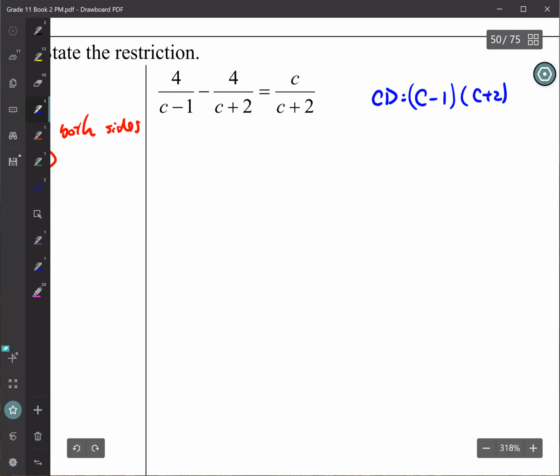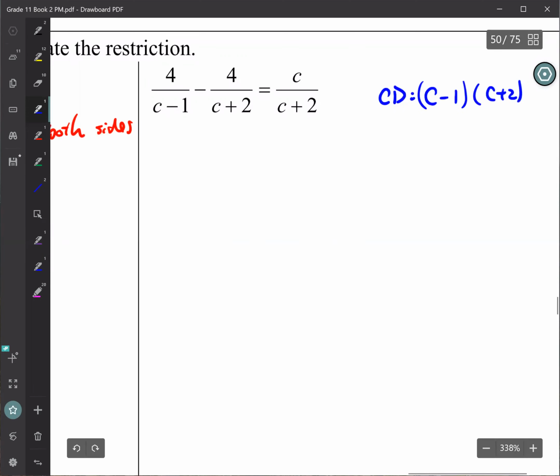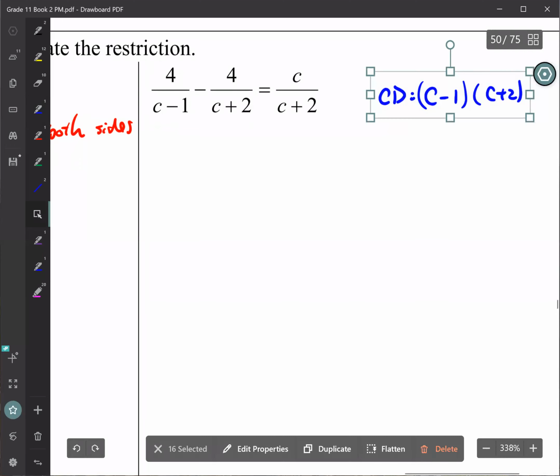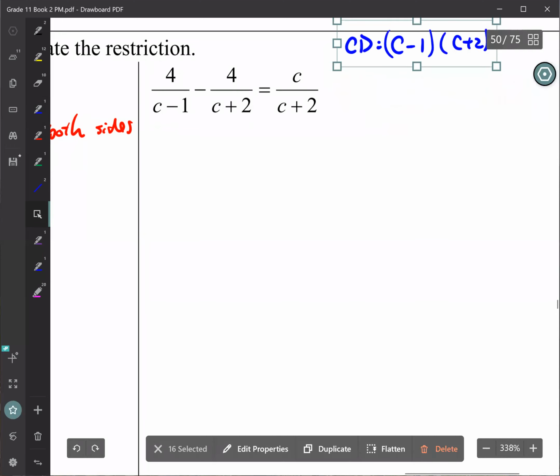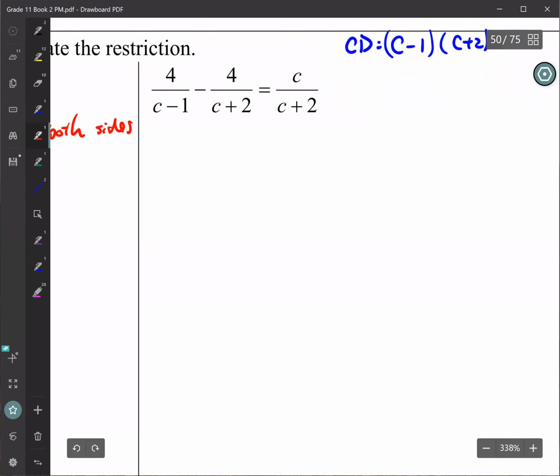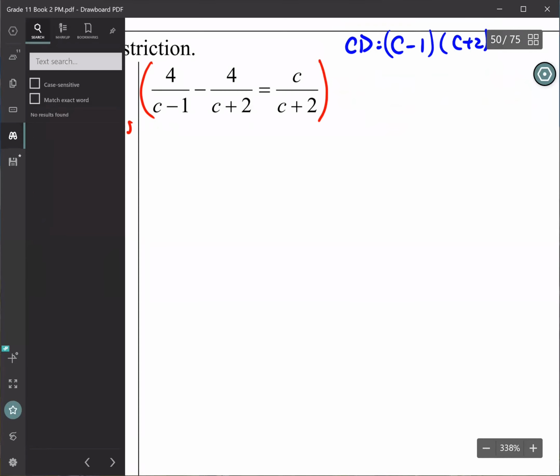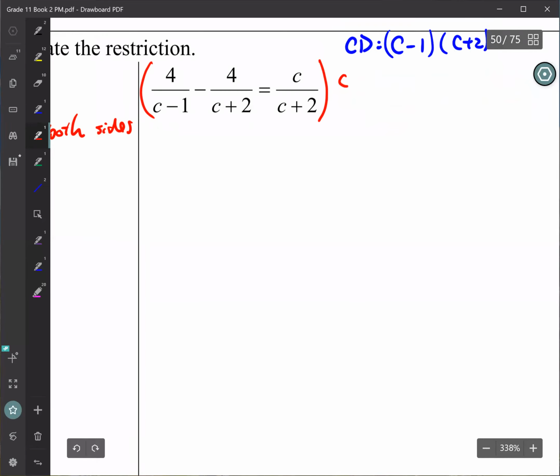Okay, so we'll take that and multiply both sides. Okay, to save our writing, let's see, I'll do it this way. That's our common denominator, so I'm going to just put a big bracket like that. And the common denominator we are going to multiply is C minus 1 and C plus 2. So this thing is going to multiply into each of the fractions.